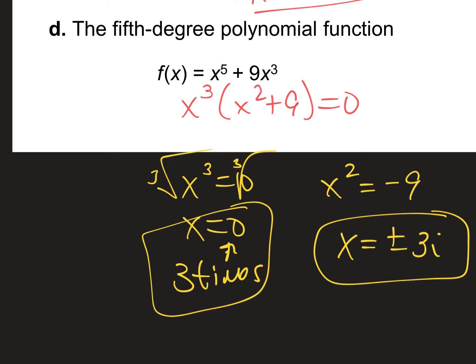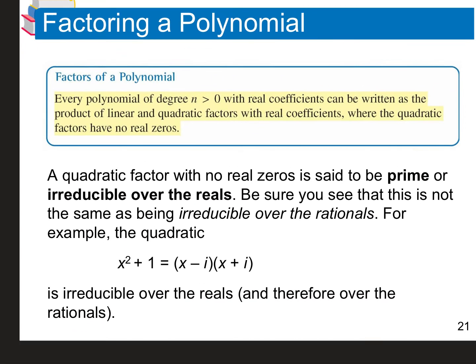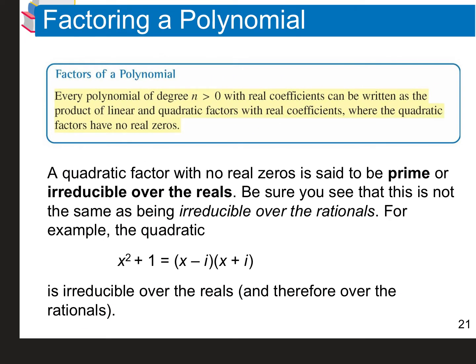You understand? All right, so if we talk about different vocabulary, a quadratic factor with no real zeros is said to be prime, or what's called irreducible over the reals. You guys are like, what? What does it mean to reduce something? If you reduce your weight, what happens to it? You lessen it, right? What if you reduce a fraction?